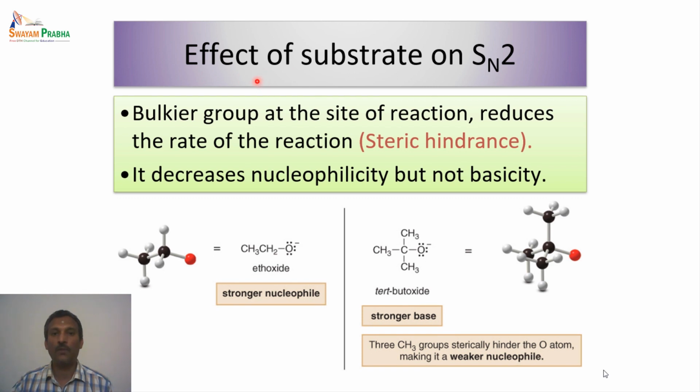And when we talk about the effect of the substrate on the SN2 reaction, bulkier groups at the site of reaction reduce the rate of the reaction due to steric hindrance. This we had seen in the case of neopentyl and tertiary butyl. So that is the same point we are reiterating here. Ethoxide is a very small nucleophile, which is a strong one, whereas tertiary butoxide is a strong base, but it is a very poor nucleophile, because nucleophilicity and basicity with respect to size are inversely proportional.